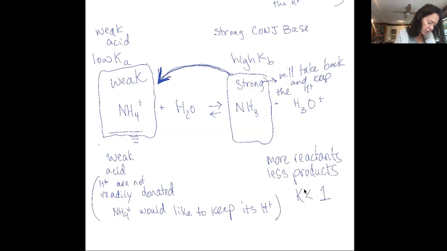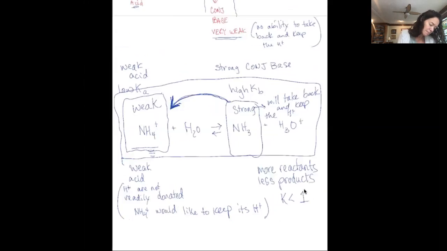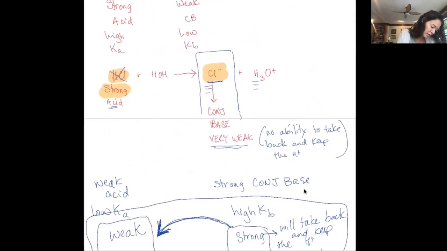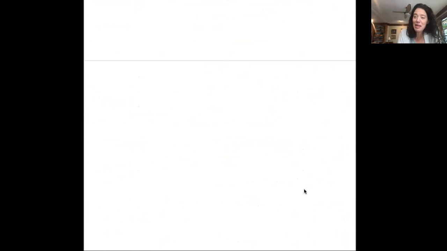Now the K value is for the entire system. The Ka is just for the acid. The Kb is just for that acid's conjugate base, right? All right, it can be kind of confusing, all right?